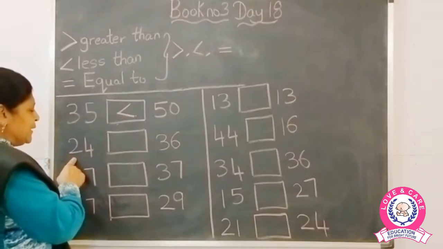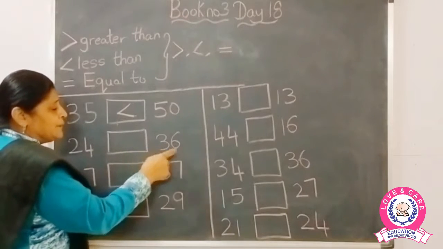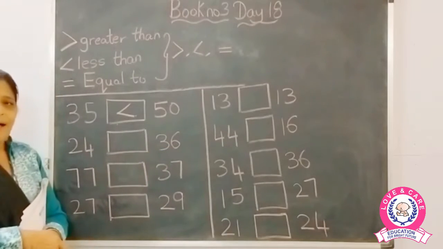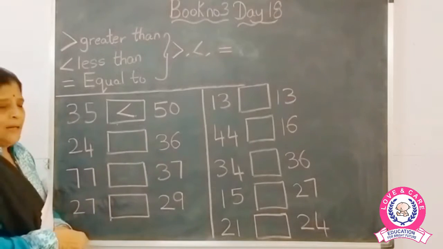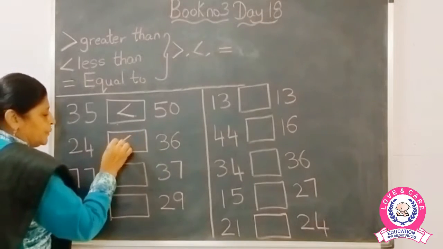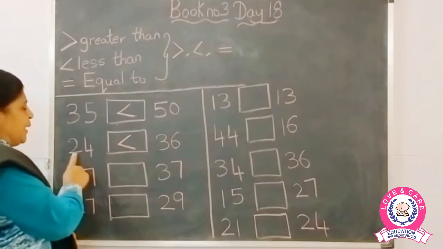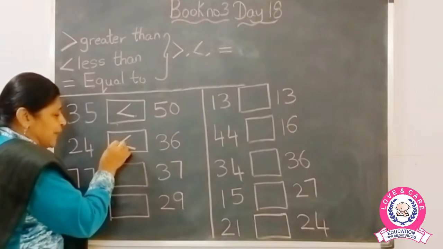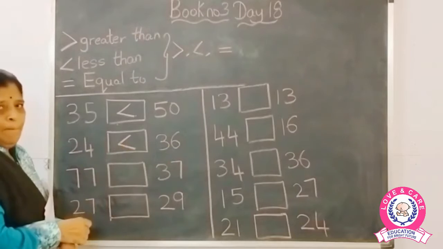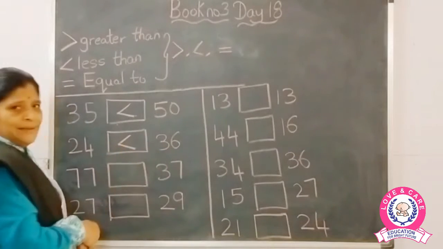Now the next number. Which number is this? 24. And here the number is 36. Again here the number 36 is big. So here you have to put the sign like that. But while saying we say it 24 is less than 36, because this sign is the less than sign. So we say it 24 is less than 36.